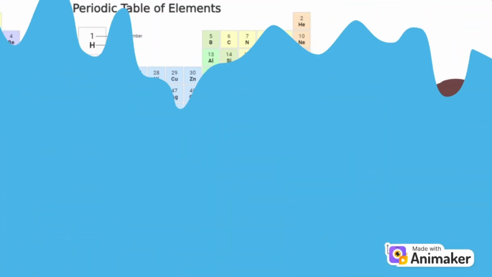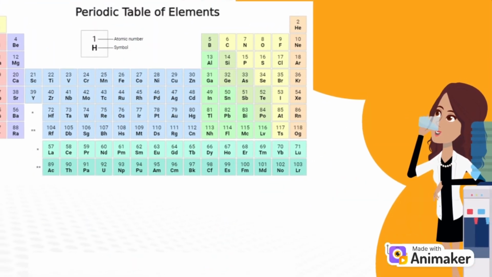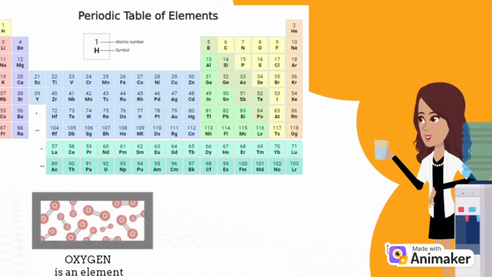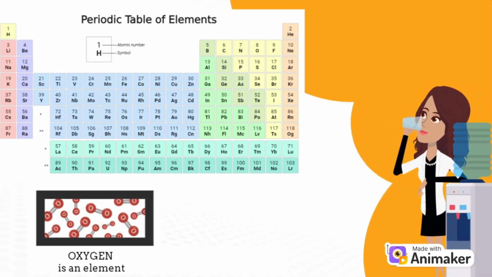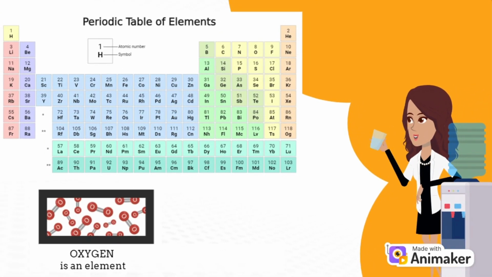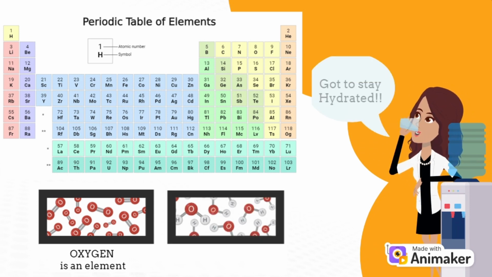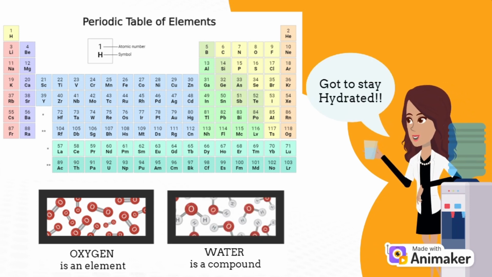Oxygen, as seen in the periodic table, has an atomic number of 8. For a stable oxygen molecule to exist, two atoms must bind to each other. If, however, this oxygen molecule had bound to a different element such as hydrogen, then it would be called a compound.